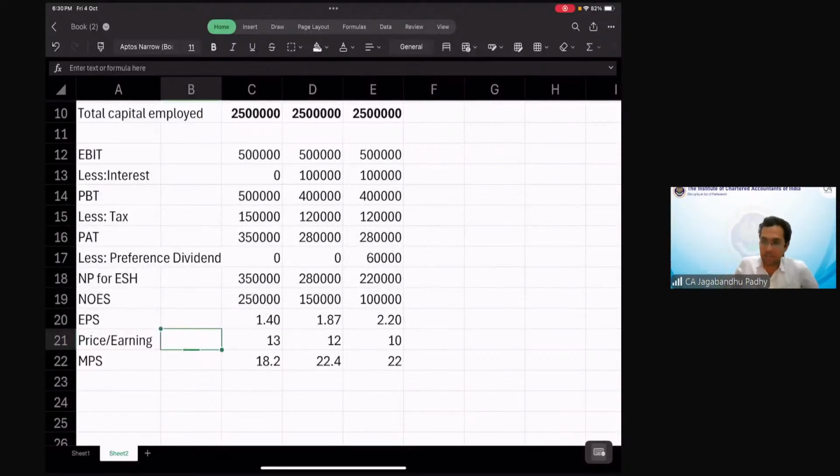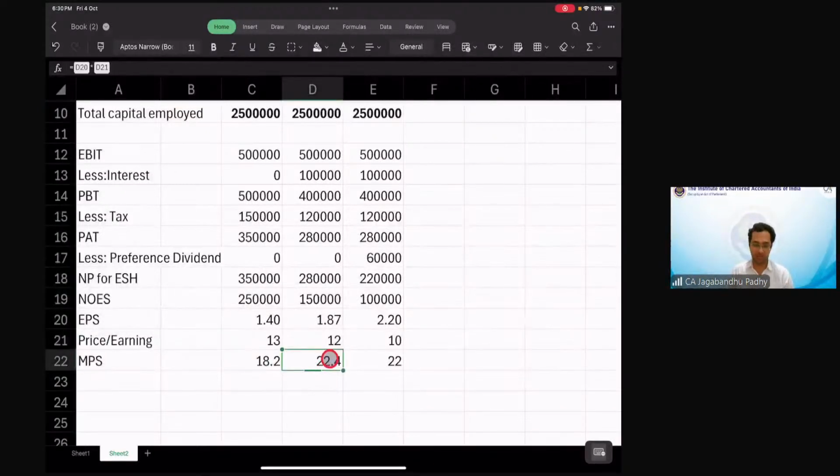Lower EPS, better wealth, Pranav? No. I'm talking of market price per share. Market price per share higher is indicating better wealth or higher wealth.